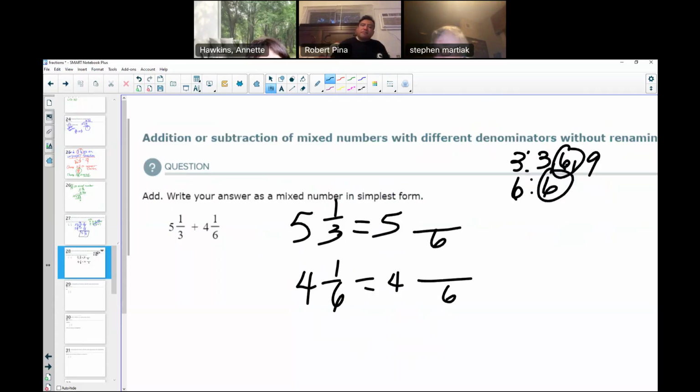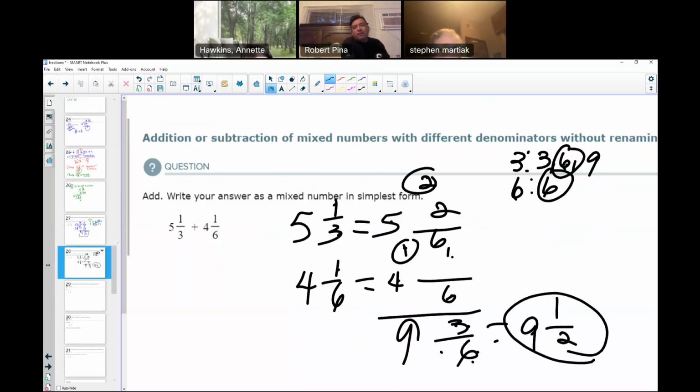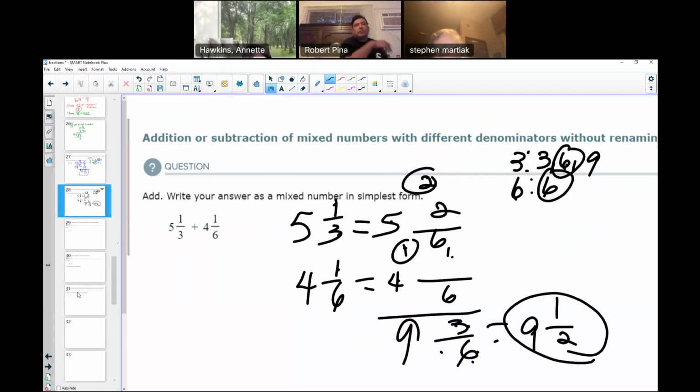3 goes into 6 2 times. 2 times 1 is 2. 6 goes into 6 1 time. 1 times 1 is 1. 2 plus 1 gives me 3/6. 5 plus 4 gives me 9. So now we want to reduce, okay? We know that 3 will go into 6. And so 3 goes into 3 1 time. 3 goes into 6 2 times. So this is 9 1/2. Discussion about that.